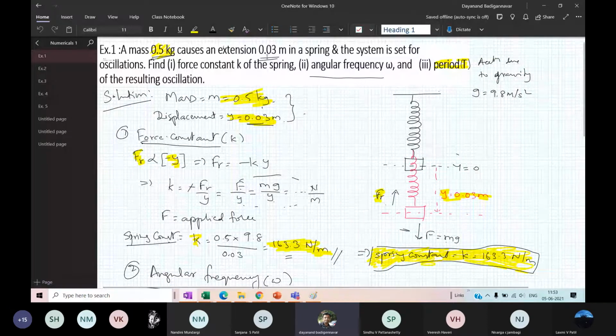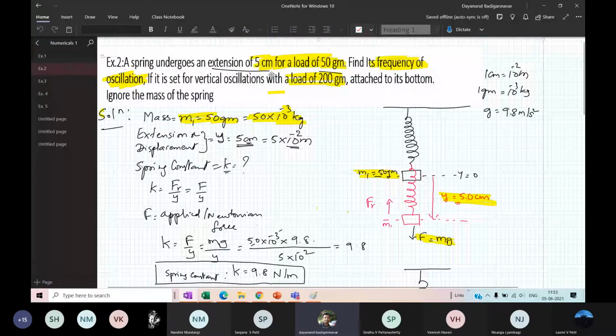Then this is the second one. A spring undergoes an extension for a mass of 50 gram. Find the frequency of oscillation for vertical oscillations with the load of 200 gram. This also we have done. So two problems we have done. Let us go for the next one.